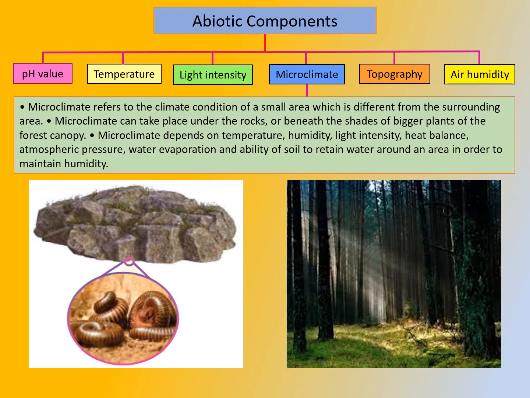Microclimates. Microclimate refers to the climate conditions of a small area which is different from the surrounding area. Microclimate can take place under the rocks, for example, millipedes that live under the rocks, or beneath the shade of bigger plants of the forest canopy like these ones. Microclimate depends on temperature, humidity, light intensity, heat balance, atmospheric pressure, water evaporations, and ability of soil to retain water around an area in order to maintain humidity.